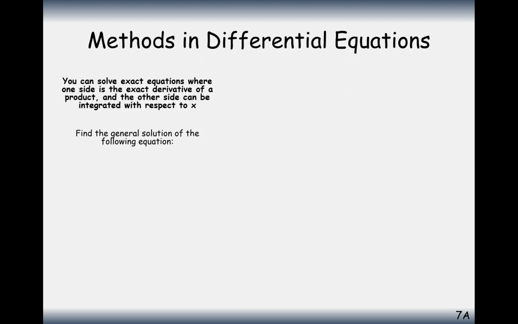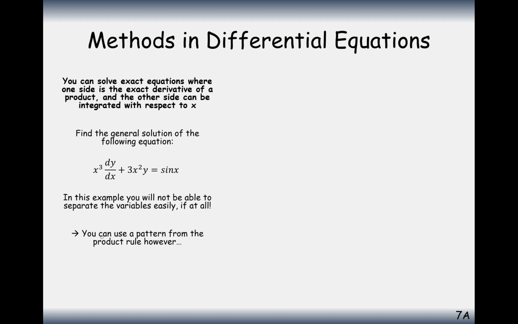Let's have a look at the first question up here. Find the general solution to the following equation: x cubed dy by dx plus 3x squared y equals sine x. In this example you would not be able to separate the variables easily, if at all. You can use the pattern from the product rule, however.